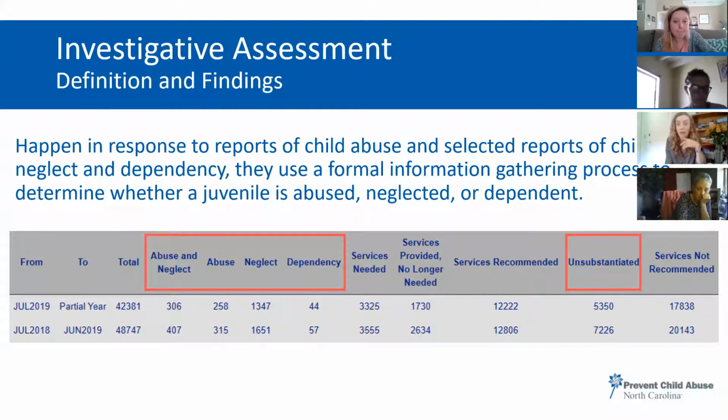The reason why they do that is because they have the columns sorted by the most severe finding to the least severe finding. So abuse and neglect is the most severe finding, and then services not recommended would be considered the least severe finding. So that's why the data is sorted in that way in the table.